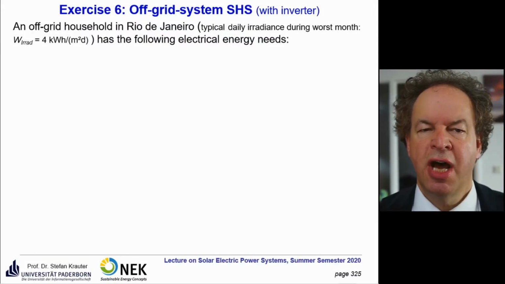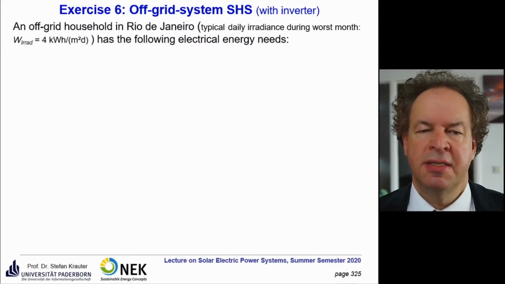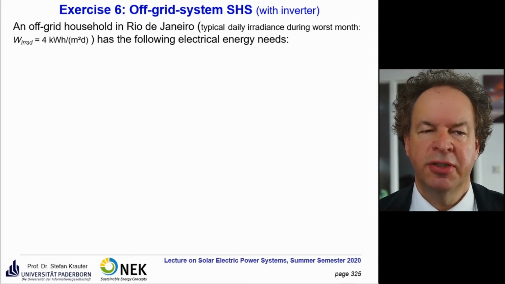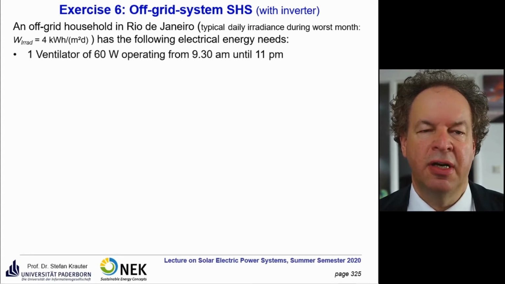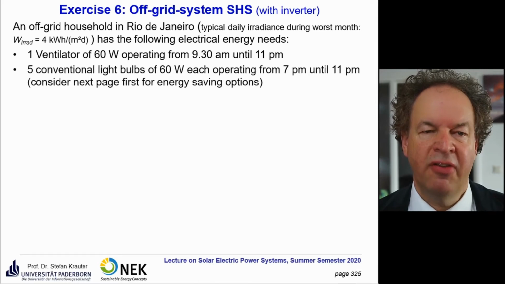So we do the solution now of exercise 6, the design of an off-grid system with an inverter. Just a repetition, we discussed the questions about a tropical solar home system which has the following electricity needs. We have a ventilator with a power of 60 watts that operates from 9:30 until 11 p.m. We have 5 conventional light bulbs at 60 watts each, operating from 7 p.m. until 11 p.m. There it's considered that we should think about energy saving options.